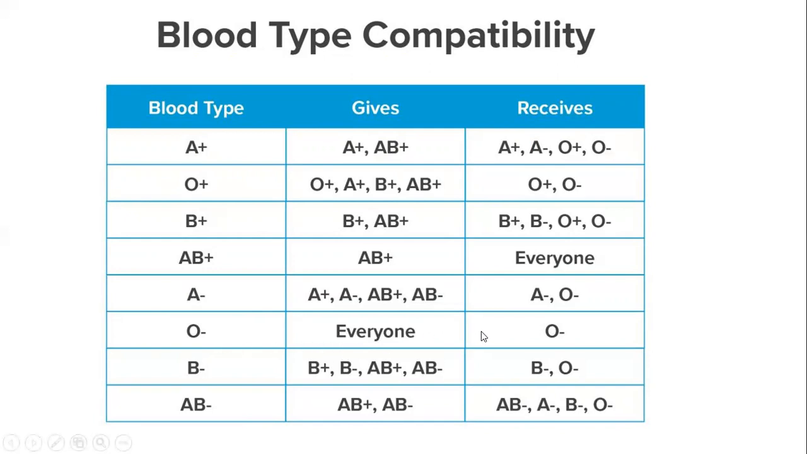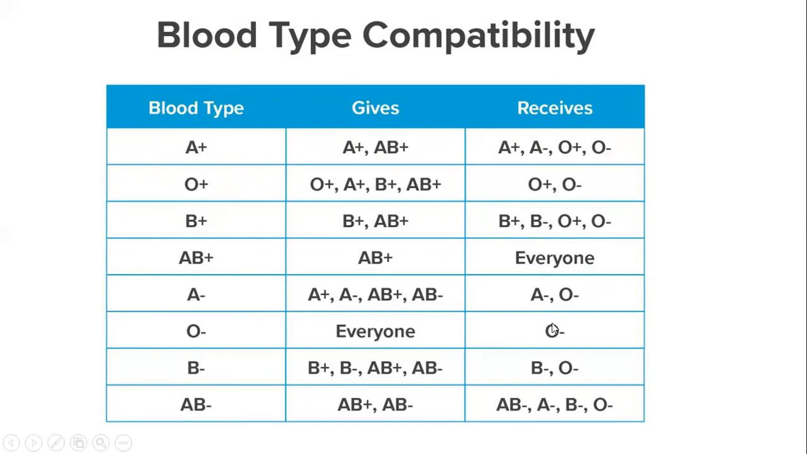Then there is a universal receiver. The universal receiver means that they can receive blood from everyone. This means that if you have AB positive blood, you can receive from anyone on this chart.